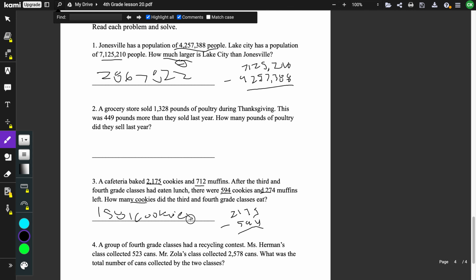And yeah, that's basically how you do this week's worksheet. And yeah, that's it.